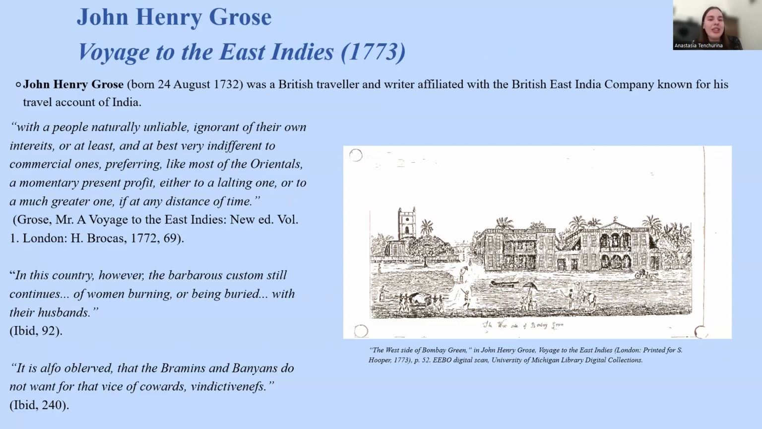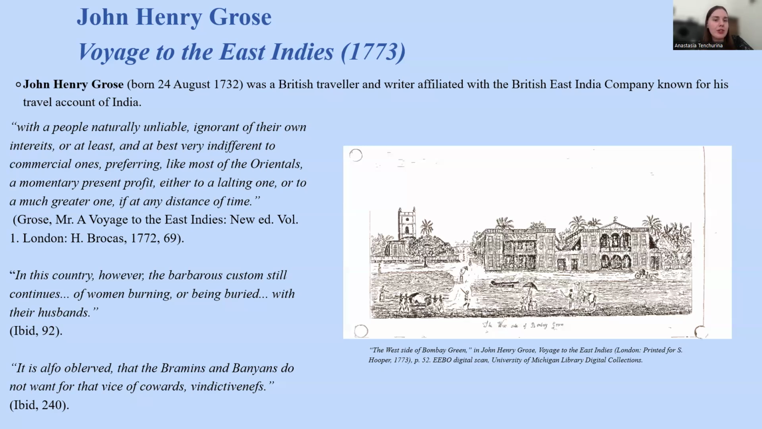So the first quotation, again, describes Indians as naturally unreliable, ignorant of their own interests. This, in my opinion, is very important. It naturalizes their economic, cultural incapacity. People are presented as naturally incapable of understanding their own long-term interests. Their language is very close to colonial justification because it implies that economic and political management from outside may be necessary.